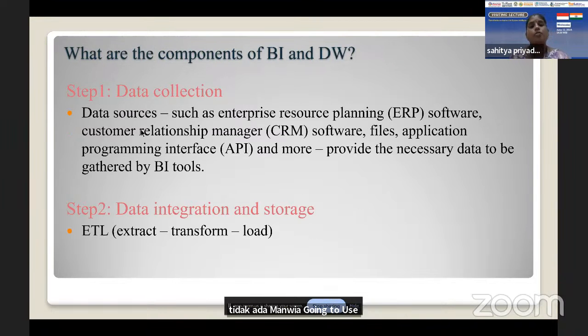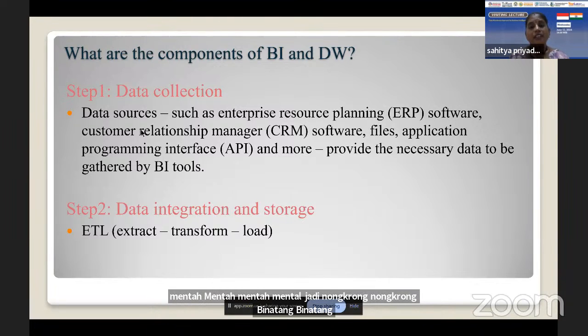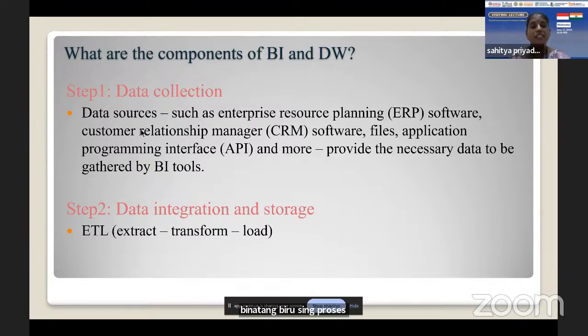Then what are the components of business intelligence that are related to data warehousing? Now we are going to combine business intelligence with the data warehousing process. First, we know that data warehousing involves the collection of data. So data collection is the first thing. As we go for a business, we are going to have an ERP, enterprise resource planning software. What is the customer relationship software? What type of files are we going to use? What applications have we been using?